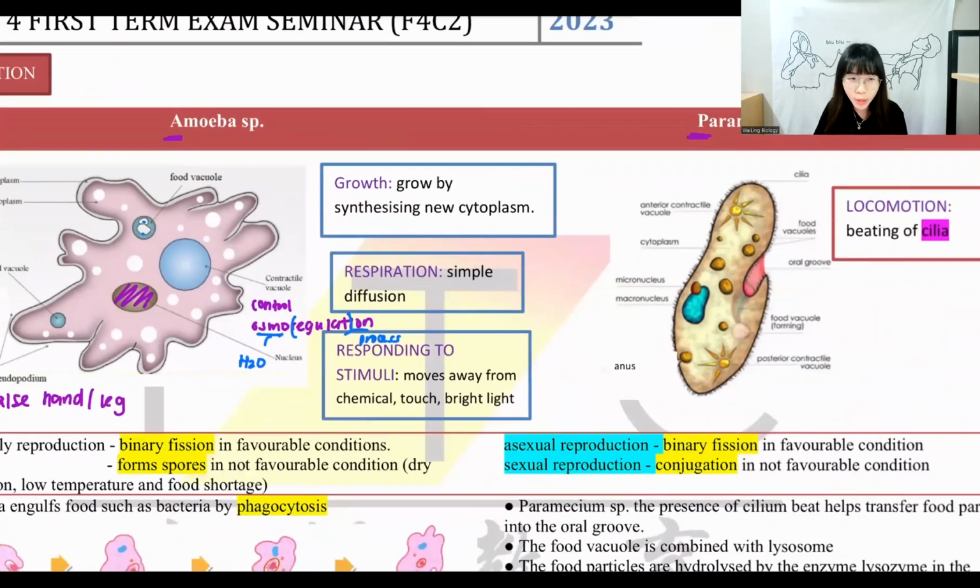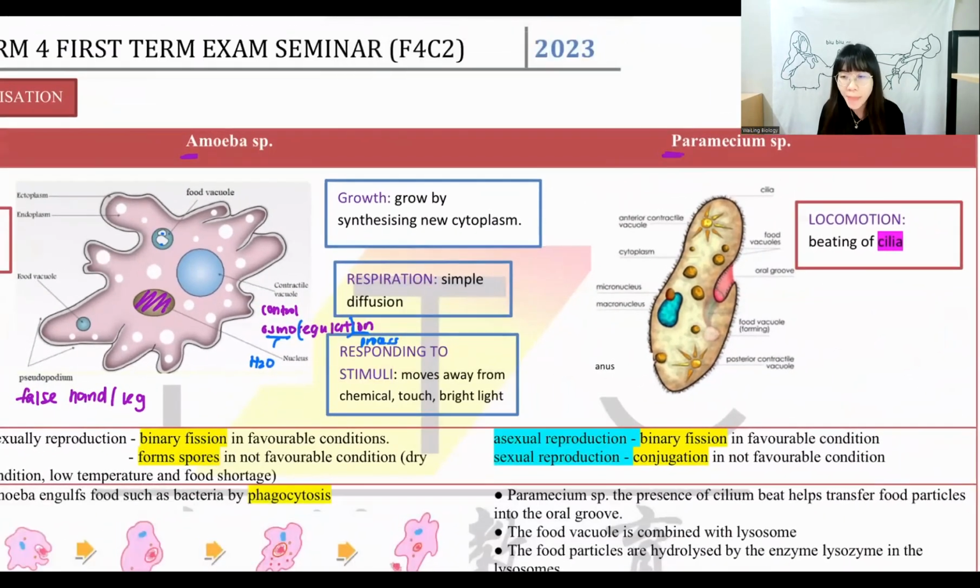But paramecium species are a bit special because they have cilia. Cilia is a hair-like structure. This cilia over here is able to move. It's called beating of cilia. They will use this to move, and they don't move straight. They will kind of turn around. I will show you a video later for you to see how they turn around.